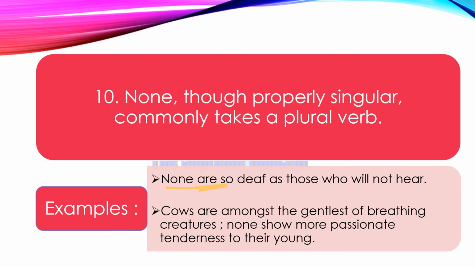Another example is: cows are amongst the gentlest of breathing creatures, none show more passionate tenderness to their young. So here again for none we used the plural form. We didn't use shows here, so it is plural form. For that reason, for none we used the plural verb form.